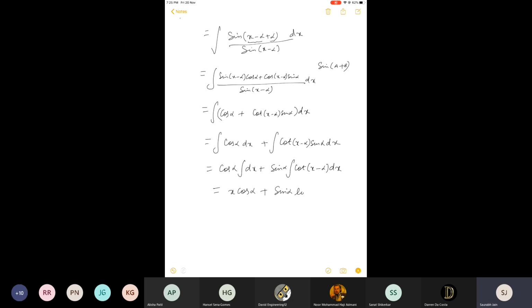Integration of cot is log base e mod sin(x minus alpha). And what is the coefficient of x? 1. So no need to divide, this will be the answer. Okay. Subtract and add a number observing the denominator.